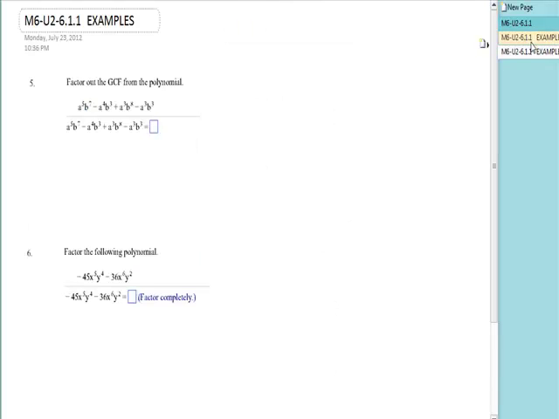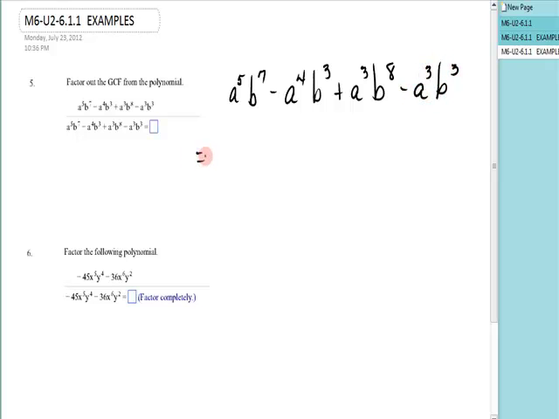Looking at a few more. This next one I have a to the 5th, b to the 7th, minus a to the 4th, b to the 3rd, plus a to the 3rd, b to the 8th, minus a to the 3rd, b to the 3rd. Common factor. All of these terms have a's. Remember, I can take no more than the lowest power. I have a 5, a 4, a 3, and a 3, so I can take no more than a to the 3rd. All of these terms have b's. I have b to the 7th, 3rd, 8th, 3rd. I can take no more than b to the 3rd. I'm going to divide a to the 3rd, b to the 3rd out of each of these.